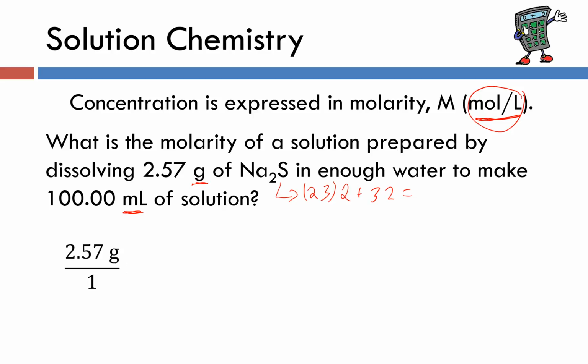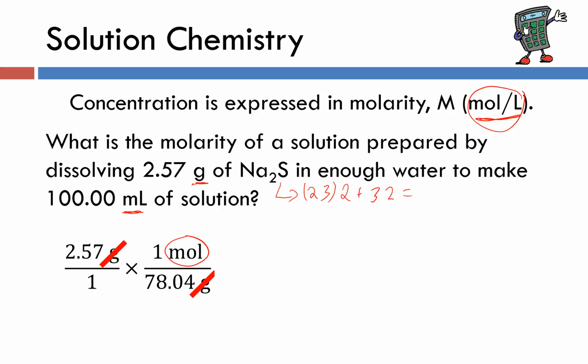So I've got my 2.57 grams of sodium sulfide. Sodium sulfide has a molar mass of just about 78 grams per mole. Grams will cancel out, and I'm left with moles, and it's in the numerator, so this is off to a good start. I need moles per volume, specifically moles per liter.